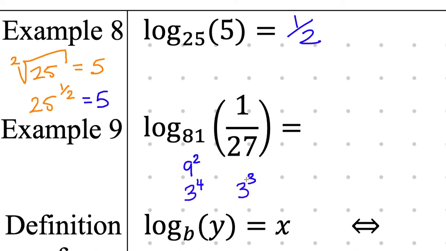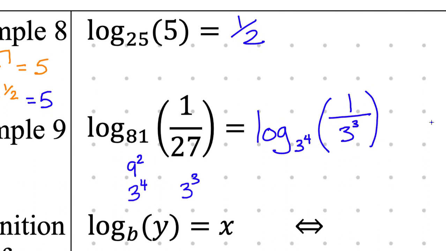So now the question is, if I were to rewrite this logarithm, everyone rewrite it with me in the notes. I'm rewriting this problem as log base 3 to the power of 4 of 1 over 3 to the power of 3. That's what this question is really asking.